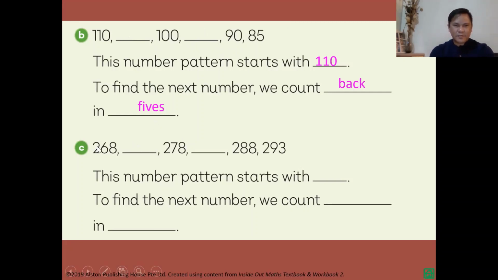Letter C. 268, 278, 288, and 293. The number pattern starts with 268. To find the next number, we count on in 5. So we count 5. 268, 269, 270, 271, 272, 270.